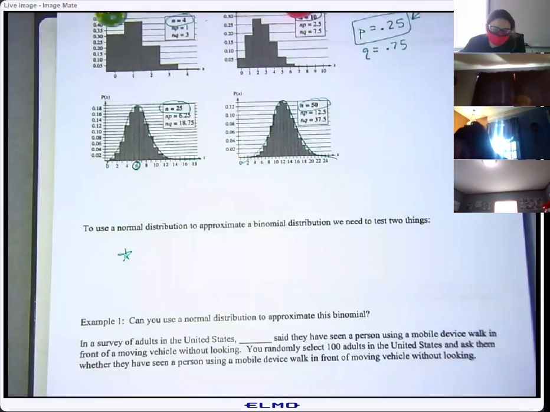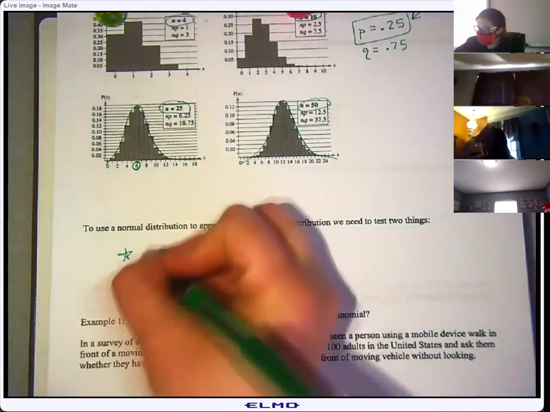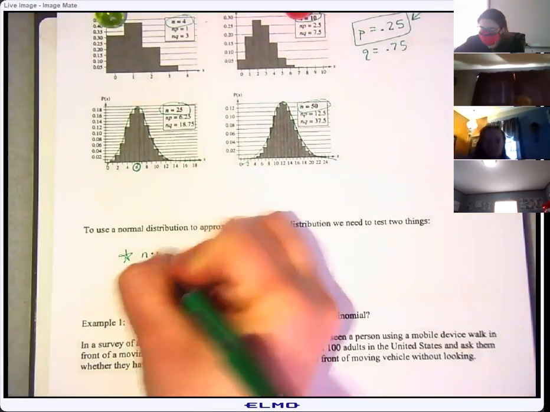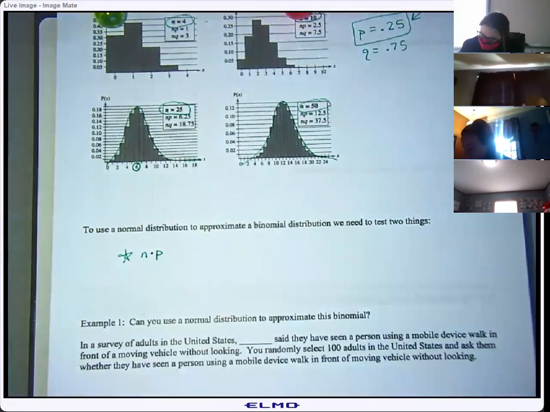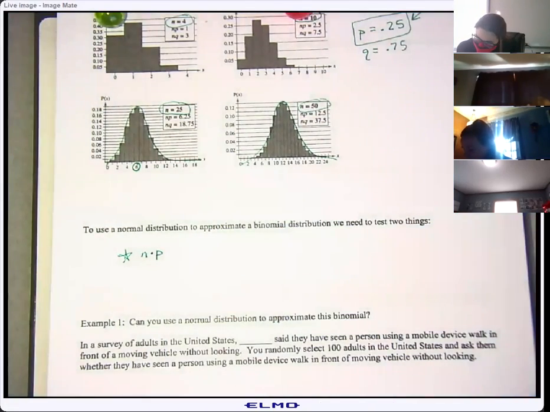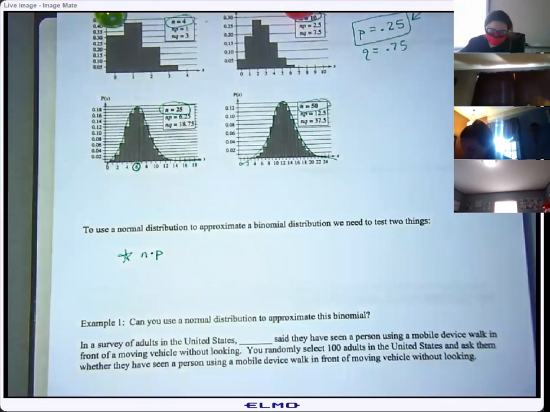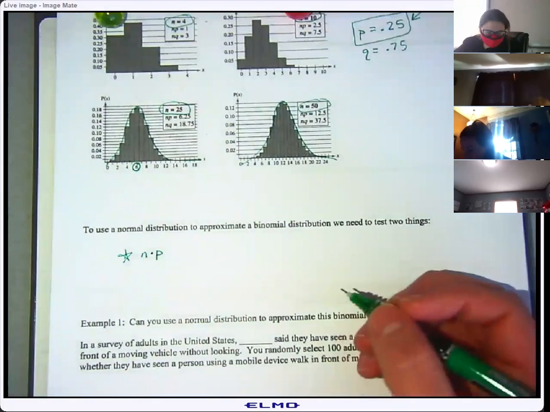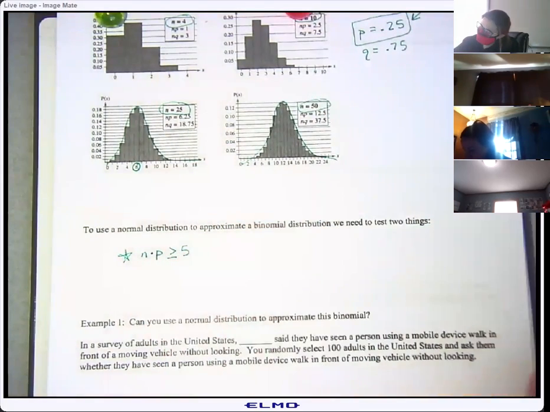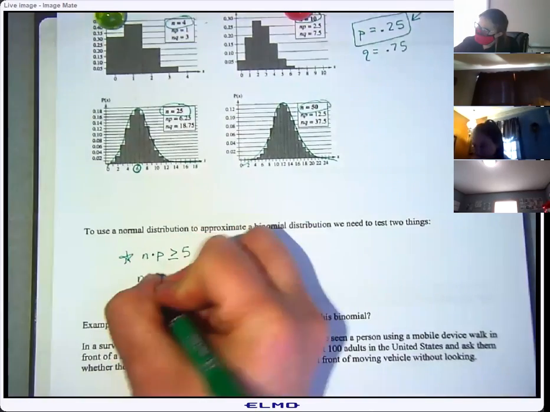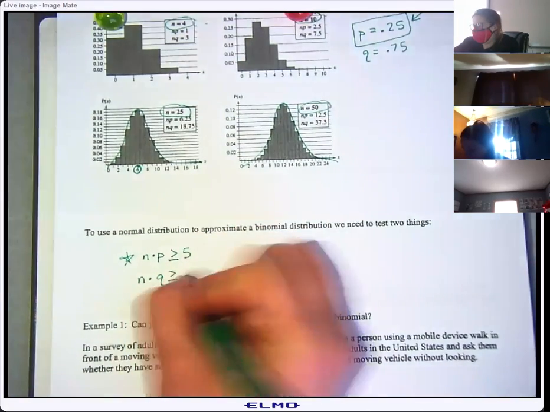n times p has to be, I think it's greater than, is it greater than or equal to, or just greater than? Yeah, just greater than or equal to 5. And also n times q has to be greater than or equal to 5.